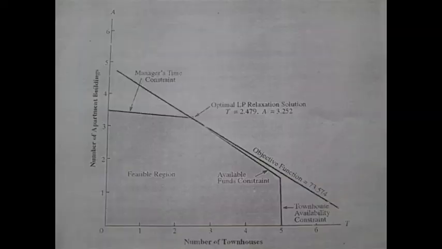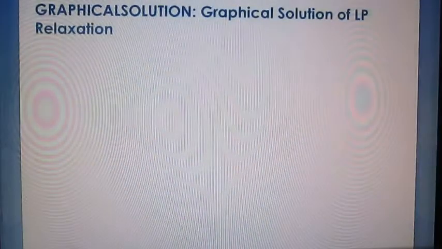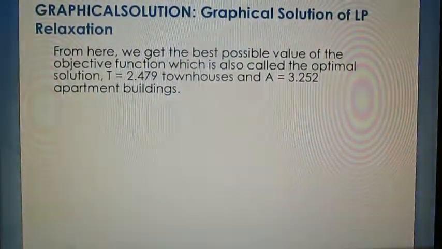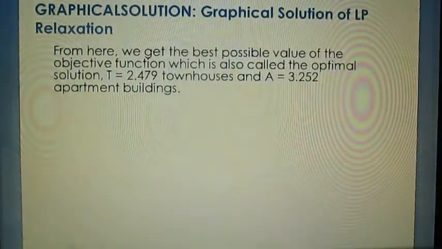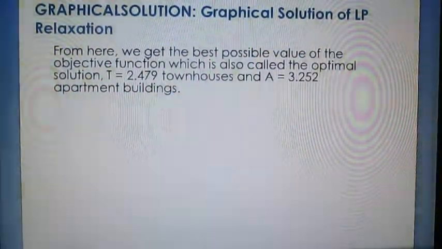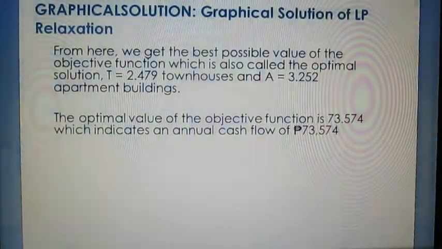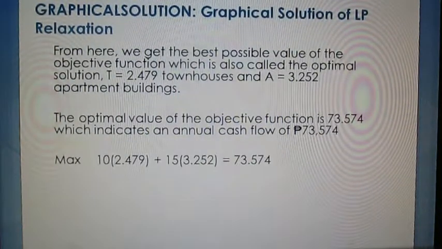We need to graph each constraint and shade the region where the three constraints meet. That's called the feasible region. From here, we get the best possible value of the objective function, which is also called the optimal solution. T equals 2.479 townhouses and A equals 3.252 apartment buildings. The optimal value of the objective function is 73.574, which indicates an annual cash flow of 73,574 pesos. We obtain this optimal value by substituting the value of T and A to the objective function.